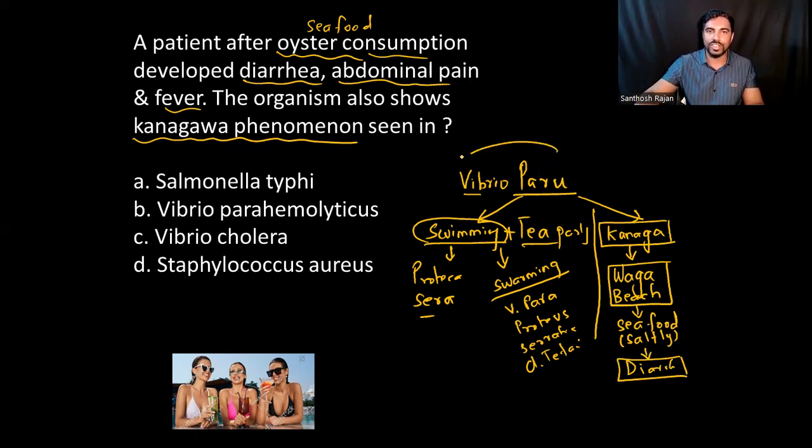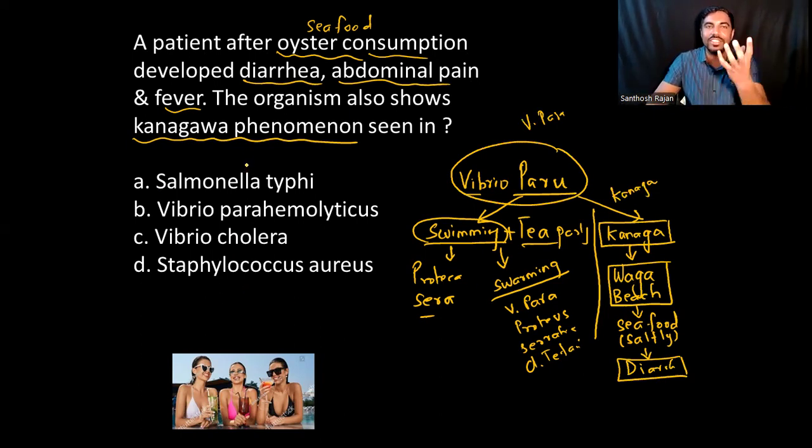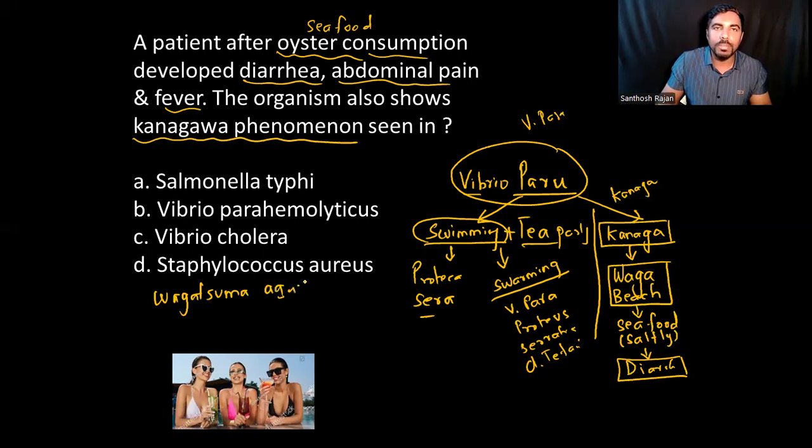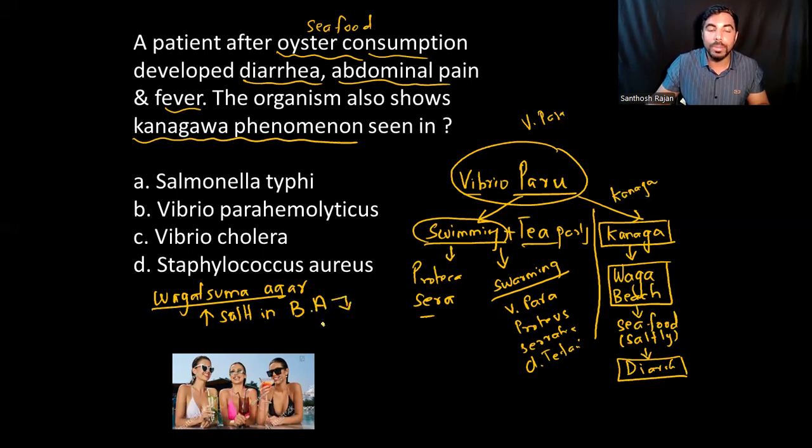Now, I think you already got why I made this story. Very simple, the first thing is Vibrio parahemolyticus. Why did I say Kanaga is the best friend? Because the phenomenon name is Kanagawa phenomenon. Why did they say Vaga Beach? Because there is a medium where Vibrio parahemolyticus grows well, called Wagatsuma agar. At Vaga Beach you get seafood, so there is increased salt concentration in your blood agar. You get a beautiful hemolysis in your blood agar. That is the meaning of Kanagawa phenomenon.